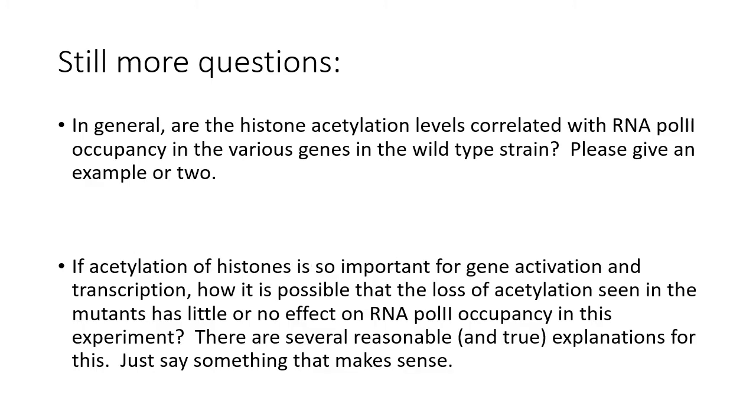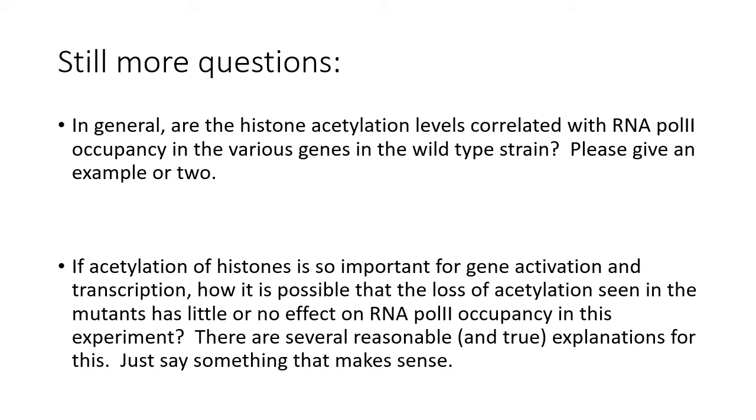Okay, so in general, are the histone acetylation levels correlated with RNA Pol2 occupancy in the various genes? Please give an example. To answer this, you just look at regions where you have high acetylation and look to see whether those same regions have high RNA Pol2 occupancy. And conversely, if you look for a region that has very little acetylation, it will likely have very little Pol2 occupancy. So this doesn't require too much thought, just do a few comparisons.